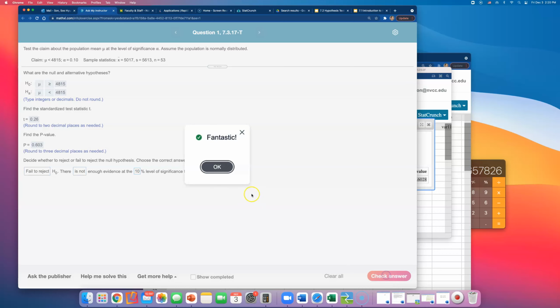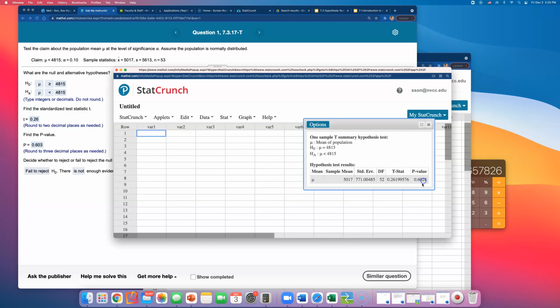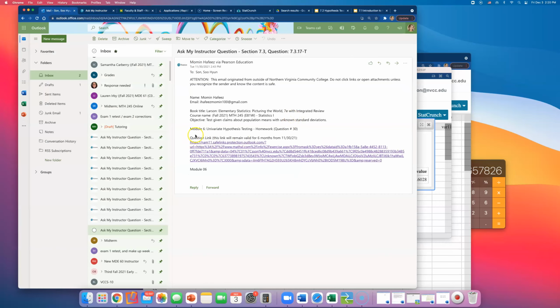So like I said, the interpretation is usually the hardest part, but really just using technology to come up with the p-value is super easy. But you have to know how to make your conclusion in context based on that number we found. So that is it for number 30 on Module 6 homework.